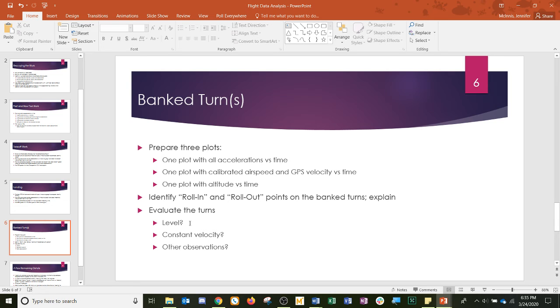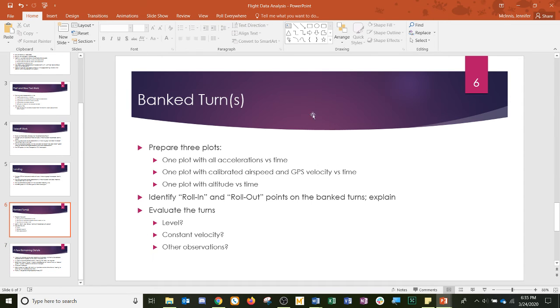And the reason for that is, are they level turns? Are they constant velocity turns? Is there anything else that you notice? Where's the roll in and roll out points, and how can you tell? And you should do this for both the left and the right turns.